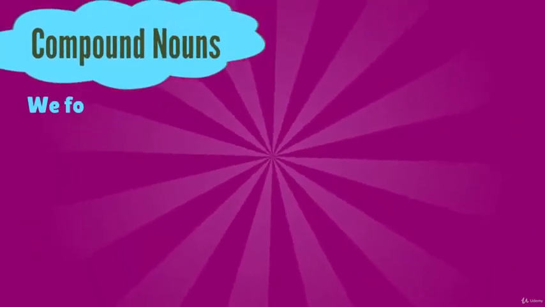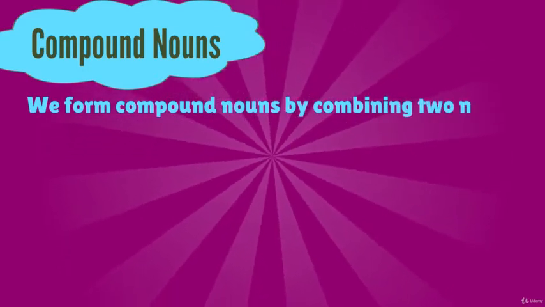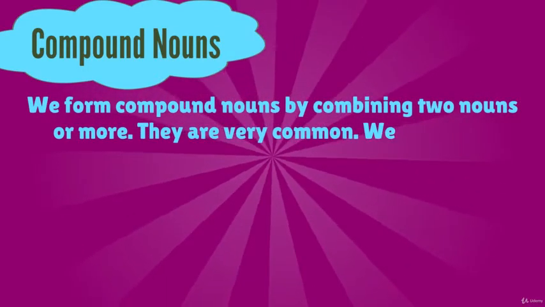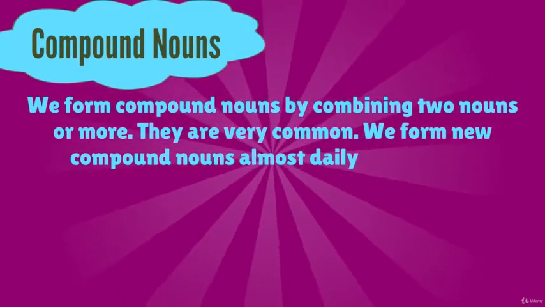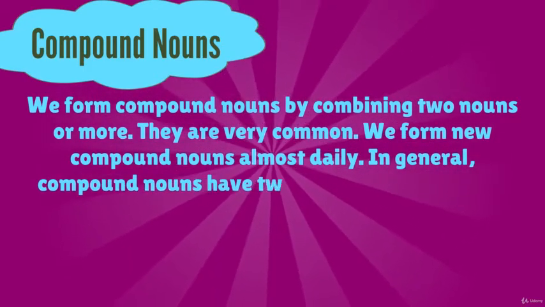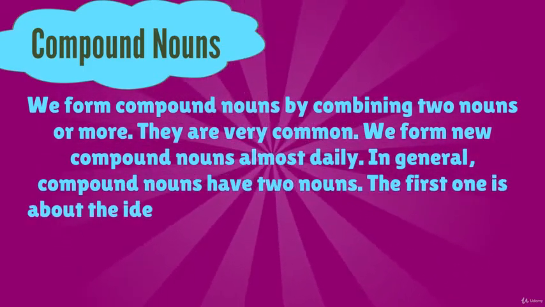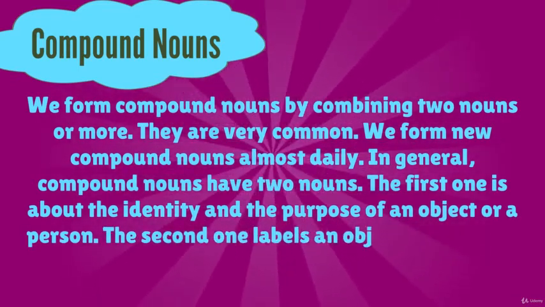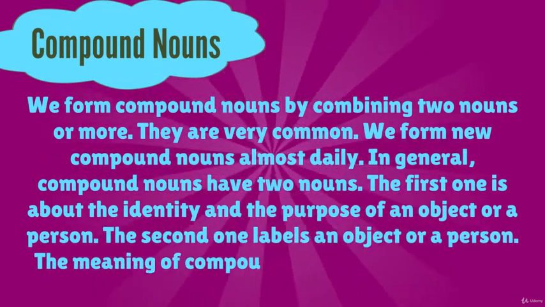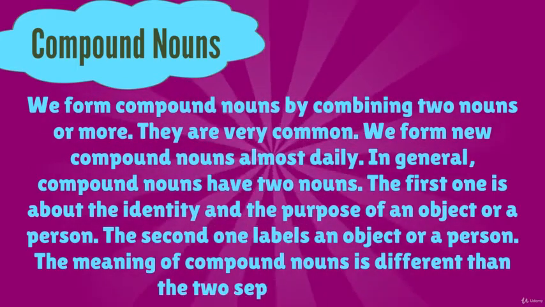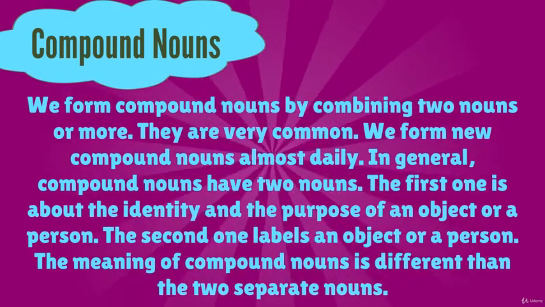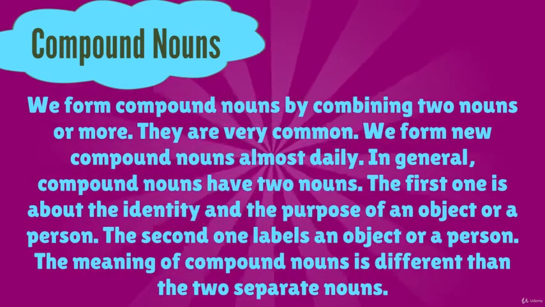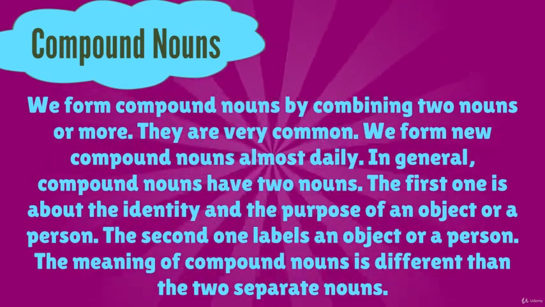Compound nouns. We form compound nouns by combining 2 nouns or more. They are very common. We form new compound nouns almost daily. In general, compound nouns have 2 nouns. The first one is about the identity and the purpose of an object or a person. The second one labels an object or a person. The meaning of compound nouns is different than the 2 separate nouns.